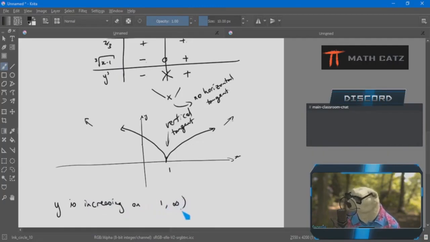1 to infinity. Do I include 1 or not? Do I put a square bracket or a round bracket? I always want to make these intervals as big as possible. Even though the derivative is not defined, there is a point there. The graph is defined there. Include it. It's not about the derivative. It's about the function itself.